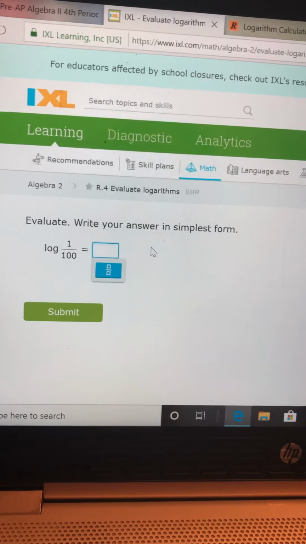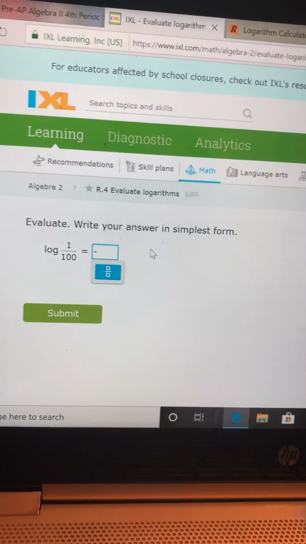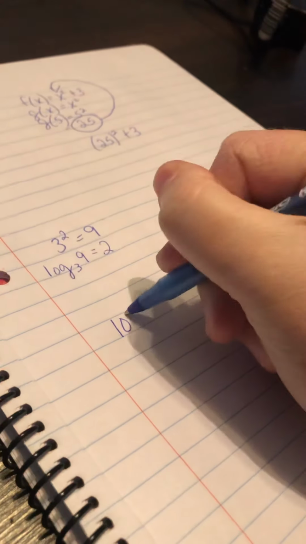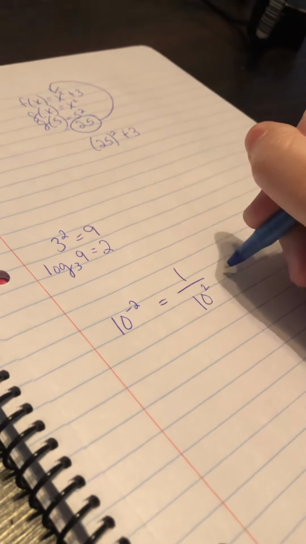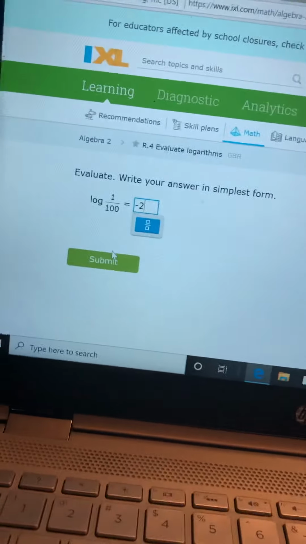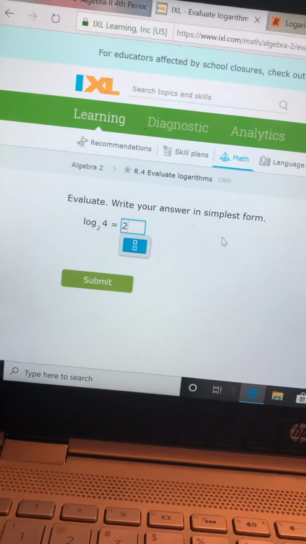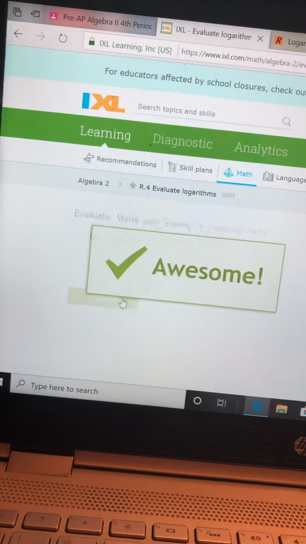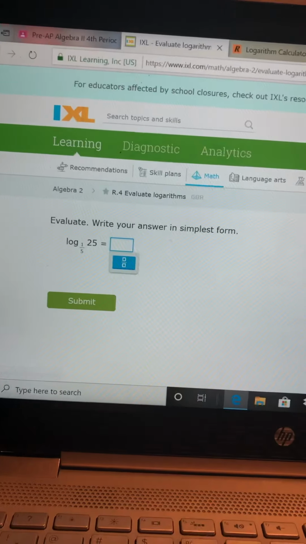10 squared is 100. And so in order to get 1 over 100, wouldn't that be negative 2? Because if I have 10 to the negative 2, I have to move that down and put a 1 on the top. So that's 1 over 100. I don't know why that said infinity. It's negative 2. And then here 2 squared is 4. And I've completely done this section. It's all the way to a blue ribbon.